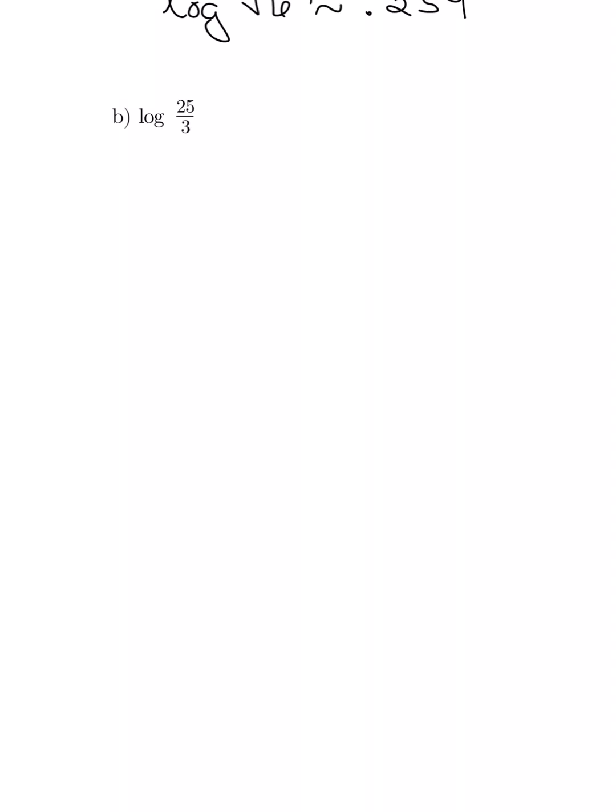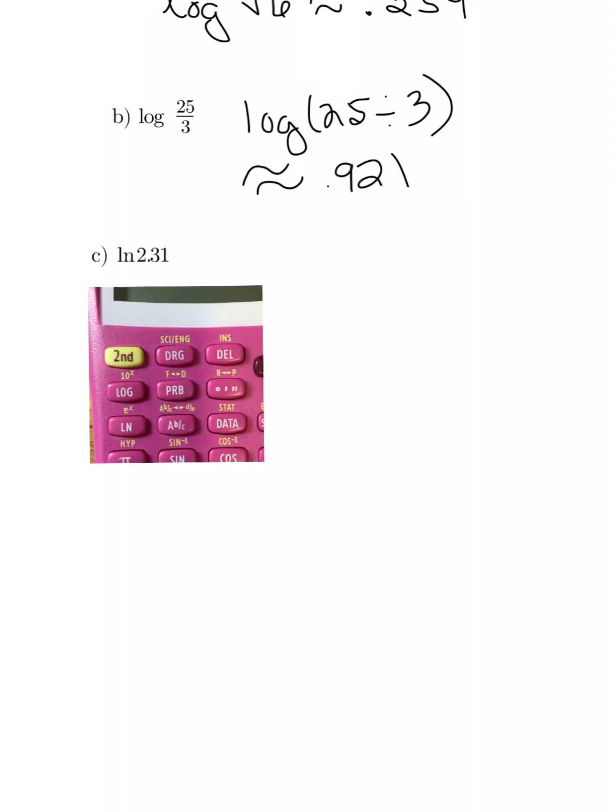On this problem, to do it on your calculator, you're going to hit your common log key. So it will say log and open a parentheses, and then you're going to just put in 25 divided by 3. When you do that and hit your enter, and then round to your third decimal place, you should be getting 0.921.